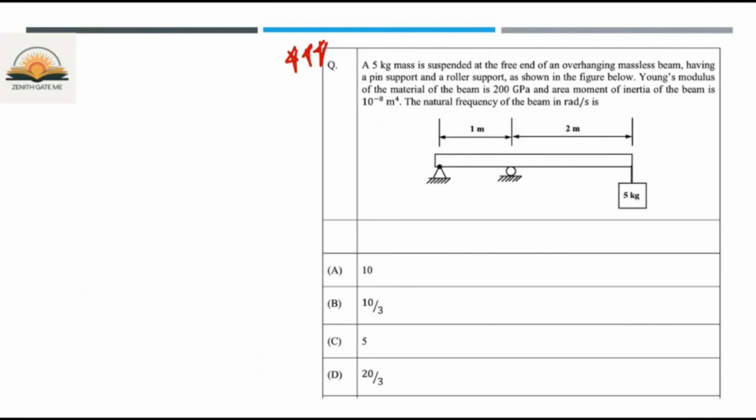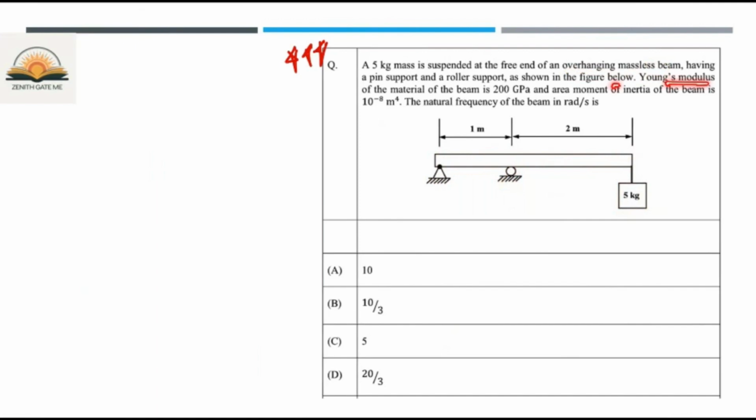A 5 kg mass is suspended at the free end of an overhanging massless beam. So you have a beam which doesn't have any mass, and at the end there is a block of mass 5 kg suspended at this free end, with a pin support. Pin support means there will be two reactions, horizontal and vertical, but as there is no horizontal force acting, you can assume it is zero. The second is a roller support, which has a vertical reaction.